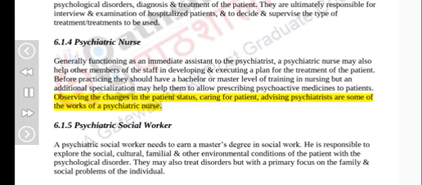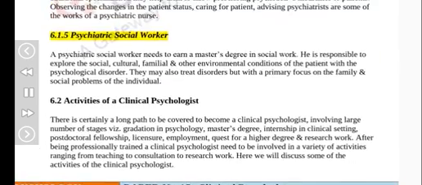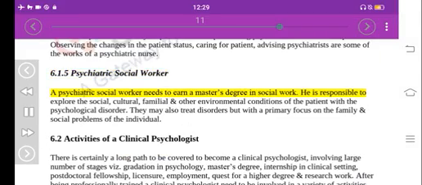Observing the changes in the patient status, caring for patients, and advising psychiatrists are some of the works of a psychiatric nurse. 6.1.5 Psychiatric social worker. A psychiatric social worker needs to earn a master's degree in social work. He is responsible to explore the social, cultural, familial and other environmental conditions of the patient with the psychological disorder. They may also treat disorders, but with a primary focus on the family and social problems of the individual.